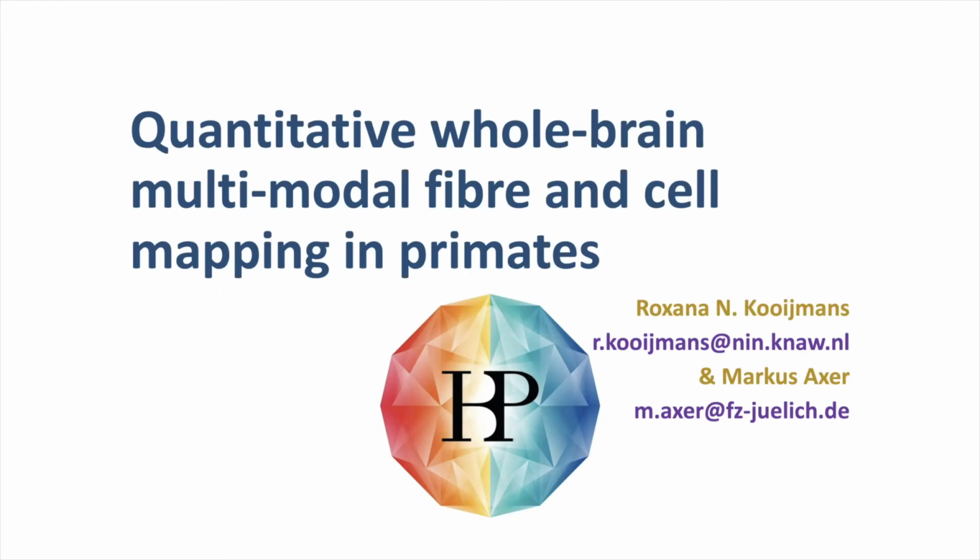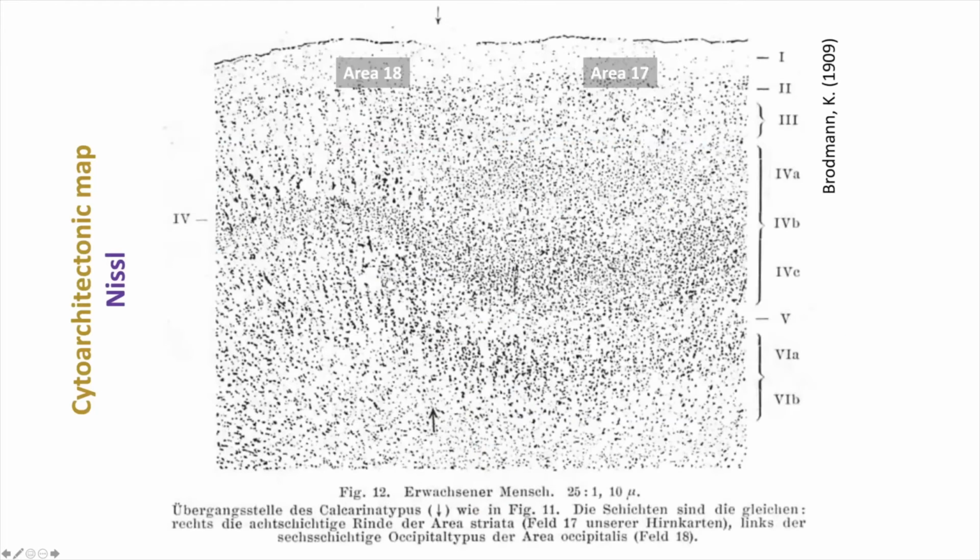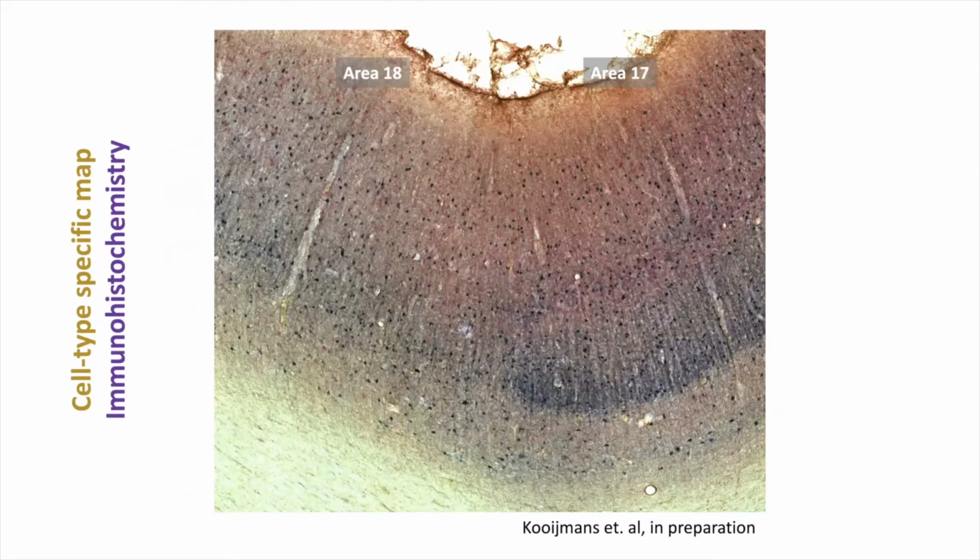So I'm going to start off, if my computer collaborates, with one of the most popular borders, highly featured today as well, between area 17 and 18. So this is what it looks like in a generalized cell body stain, in a Nissl stain. And this is what it looks like in my preparation, which is a cell-specific preparation here for 3 different cell populations.